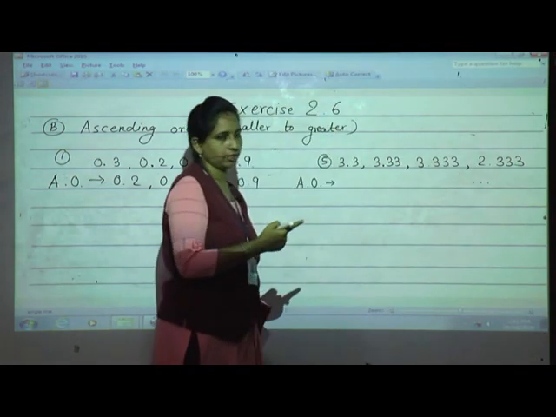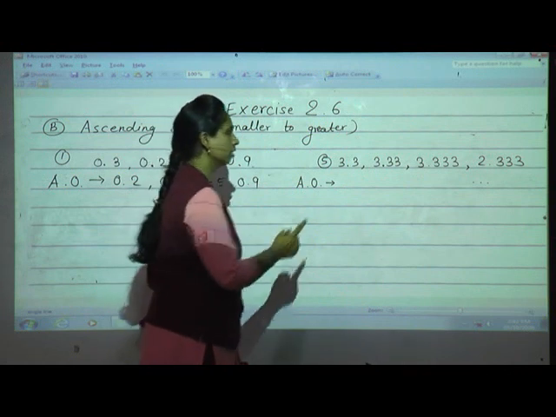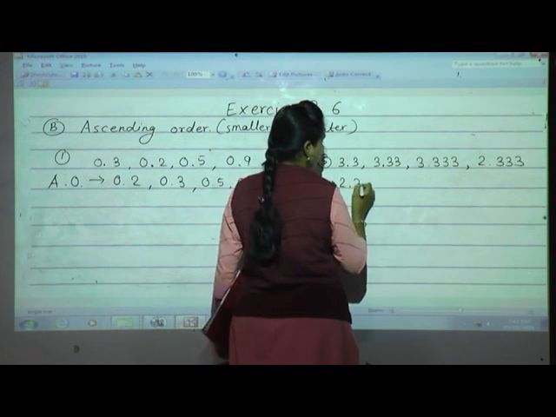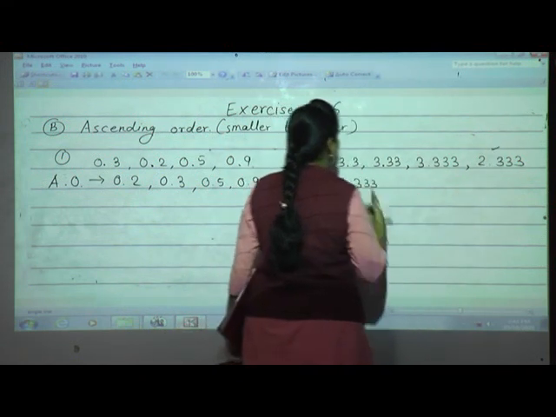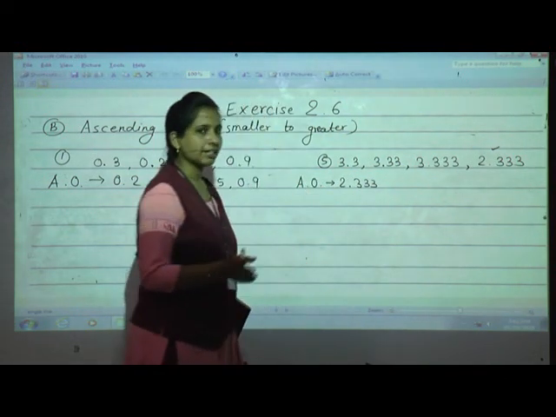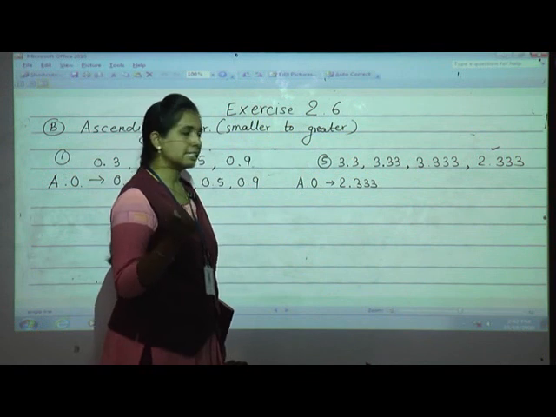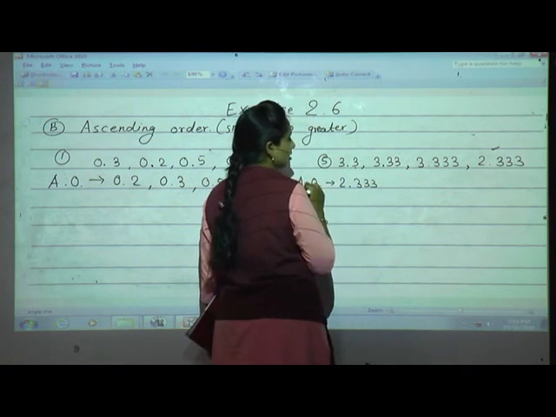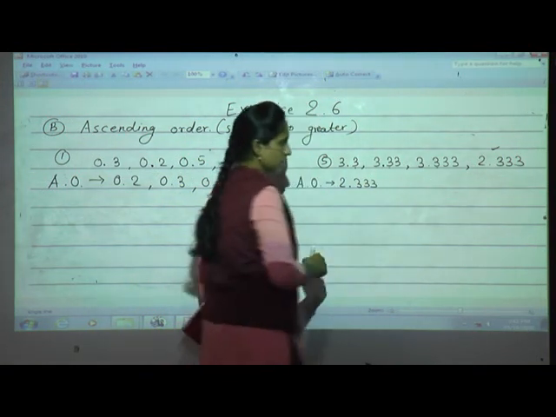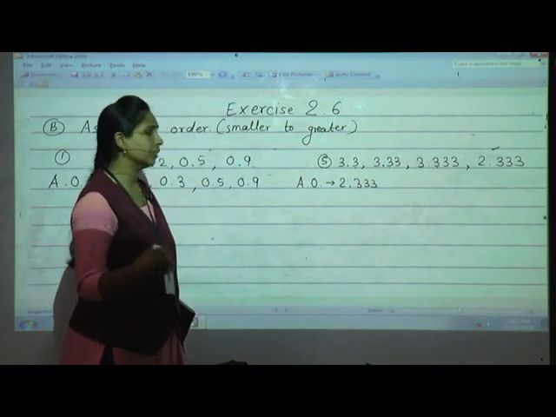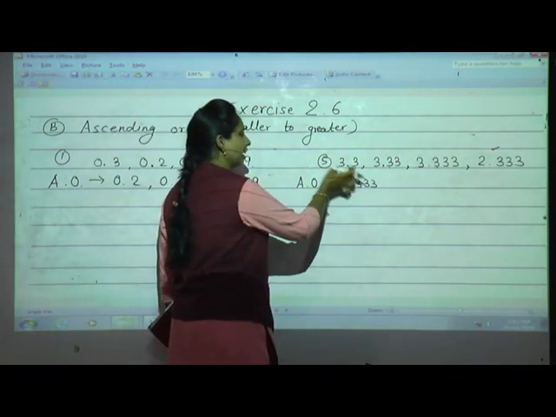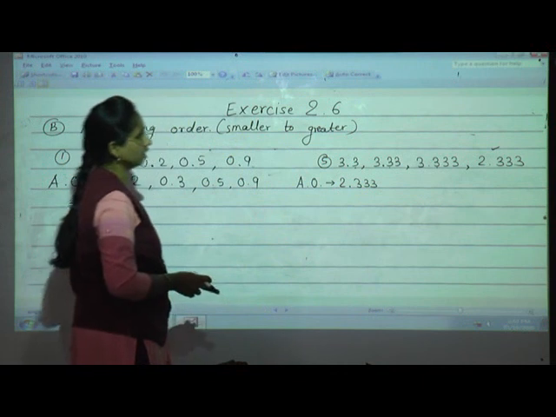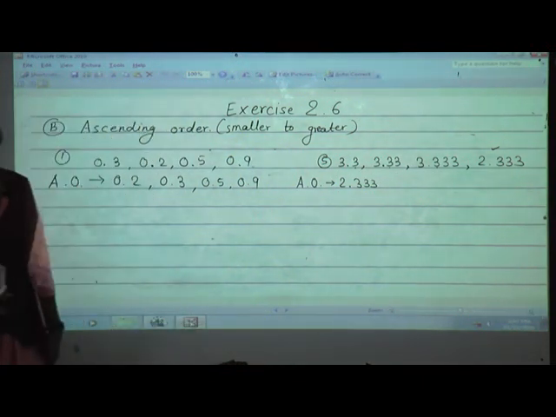See, we got 2 first. 2 is the smaller number in the whole number place. So first write that number, 2.333. This is over now. Now 3 numbers are remaining. In the place of whole number, the same numbers are there, 3, 3, 3. So we have to start comparing with the tens place. Tens place 3 is there, here also 3, here also 3. Now what we have to do? We have to go with the next. But here only one 3 is there. So automatically this will be the smaller number, isn't it? So here don't be confused.